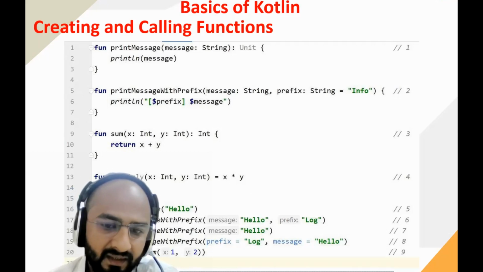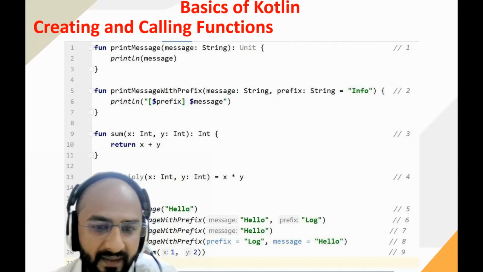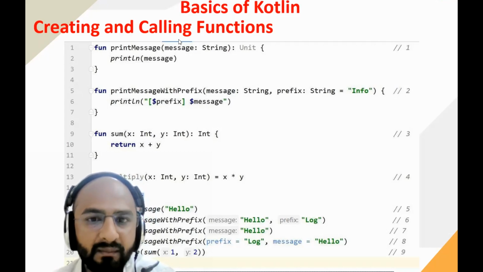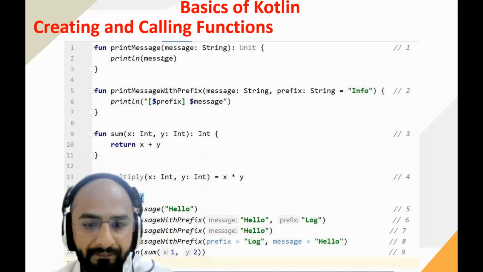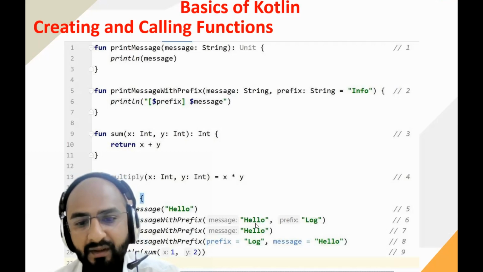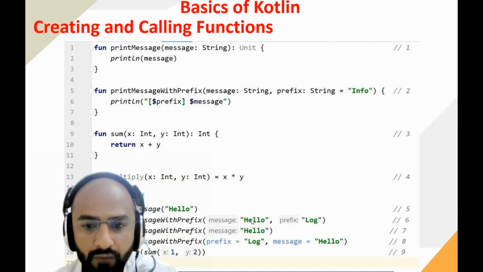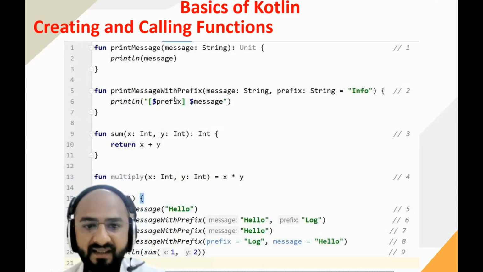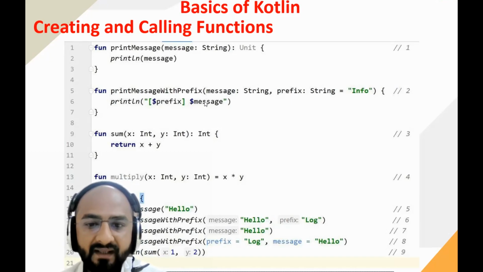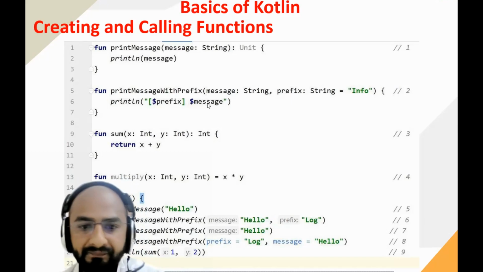Now let's see the main function. I have called printMessage with a hello message. The hello message goes into the message variable and it will be printed to the console. I have called printMessageWithPrefix with two parameters. The first parameter is hello, the second is log. So hello will be stored in message and log will be stored in prefix, and then printed. When this line is executed, it will print log and then hello. Log hello will be the output.